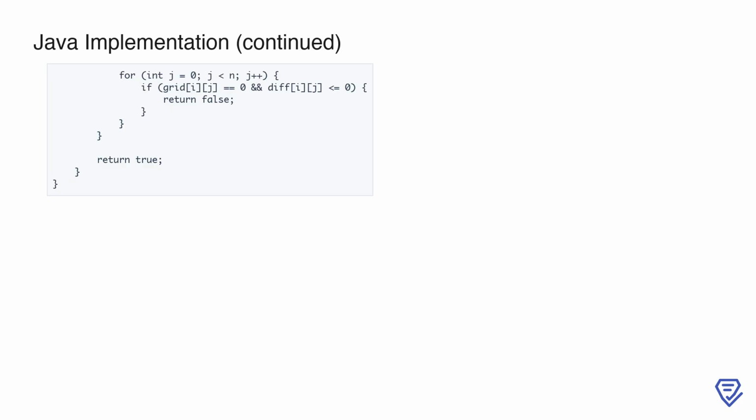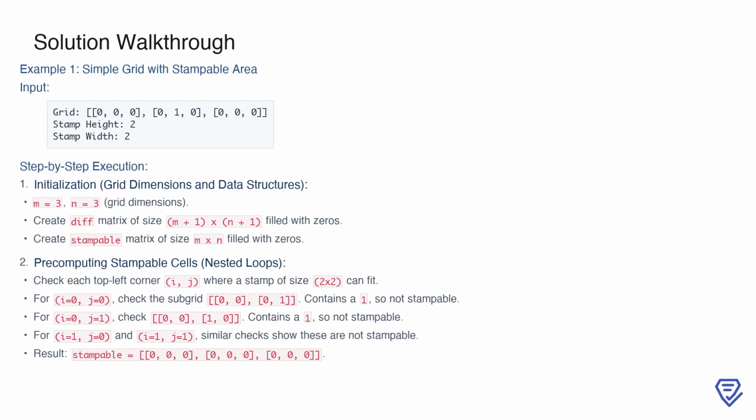If we successfully iterate through the entire grid without encountering any uncovered 0 cells, we return true, confirming that the grid can be completely stamped. This marks the completion of our solution, where we use efficient algorithms to check stamp placements and verify coverage with minimal computational overhead. In this example, we are working with a simple 3x3 grid and a stamp of size 2x2.